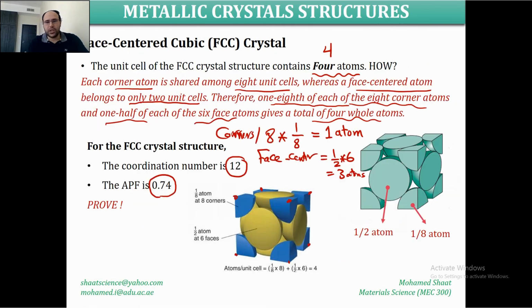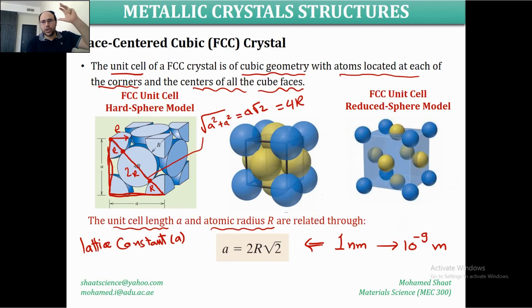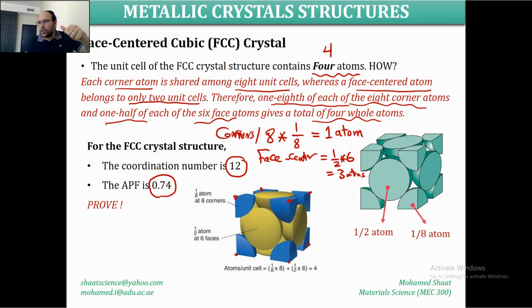We mentioned that in terms of geometry, they are cubic. Their lattice constant a, in terms of the atomic radius, is 2 square root of 2 r. And they contain atoms at every corner, and 1 atom at the center of each of the 6 faces of the unit cell. In addition, every unit cell contains 4 atoms. So these are the 4 things to mention about the geometries.